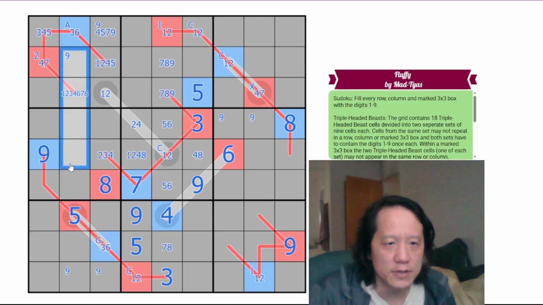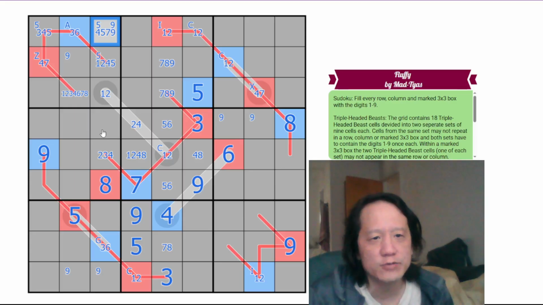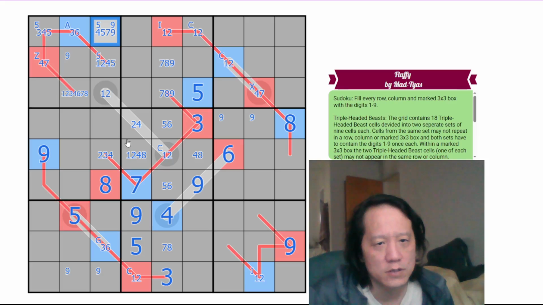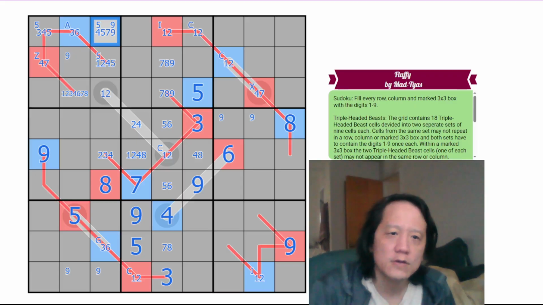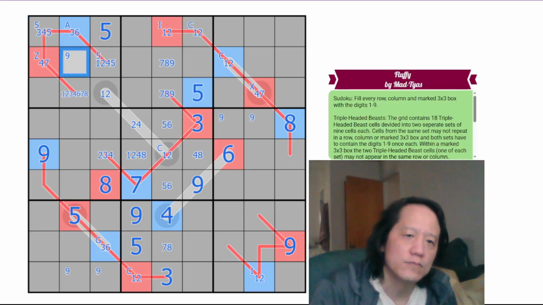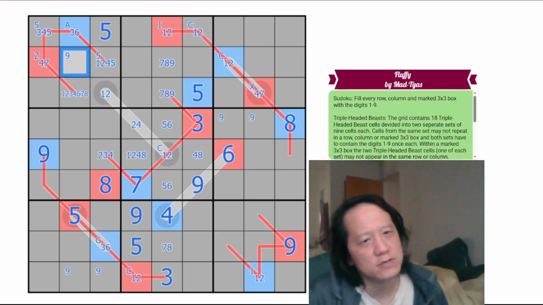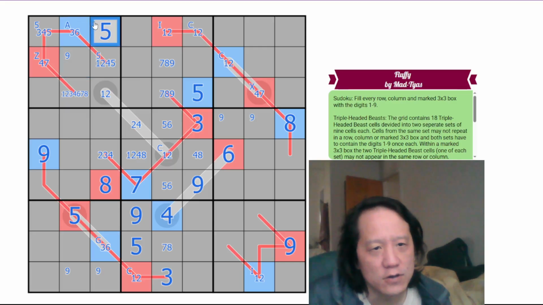5 cannot be here because of 5 in the column can't be here. So 5 has to be one of these three. And I think we tried to have this being 5, and we found that that doesn't work. Is that right? So we tried 5 here. I think so. We tried 5 here.